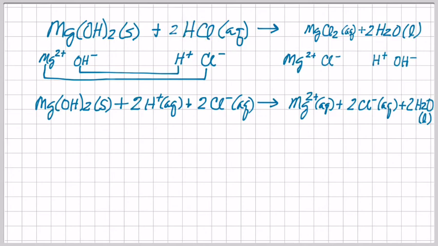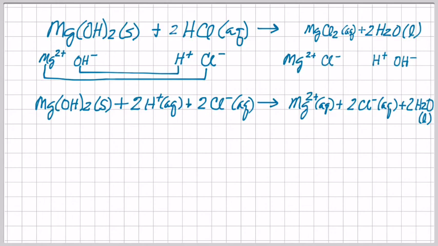The hydrochloric acid is a strong acid. Strong acids ionize completely. So it completely goes into hydrogen ions and chloride ions. Soluble ionic compounds are completely ionized. Magnesium ions and chloride ions. But this is a liquid. If it's a liquid, solid, or gas, don't break it apart. Water is present predominantly as water molecules.